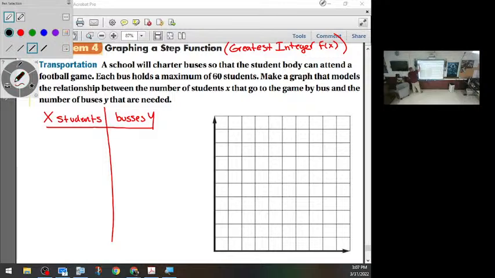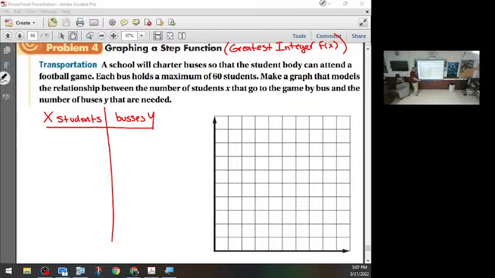So, think about that. If I have 0 students, how many buses am I getting? If I have 29 students, how many buses am I getting? 1. As soon as I have 1 student, how many buses am I getting? 1. As soon as I have 58 students, how many buses do I have? I've got 60 students. How many buses do I have? 1, because the capacity is 60. And then, the second I hit 61, how many buses do I have?